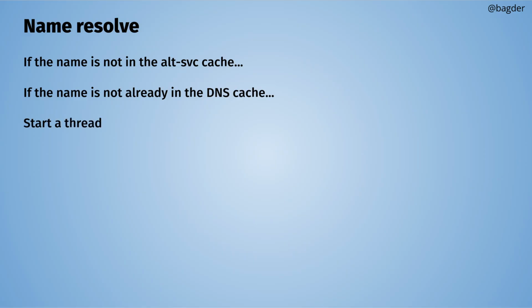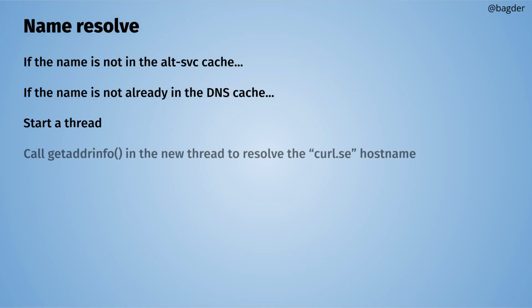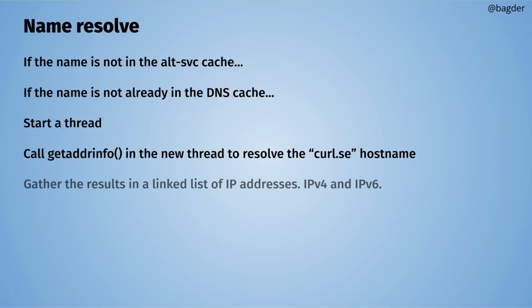So we start a thread. And when it comes to name resolving in curl, there are a number of ways to do it, but the default way is to start a helper thread. And in that helper thread, we call getaddrinfo in a new thread to resolve the hostname curl.se. And resolving the hostname curl.se, of course, means asking for A and AAAA DNS resource records for those.